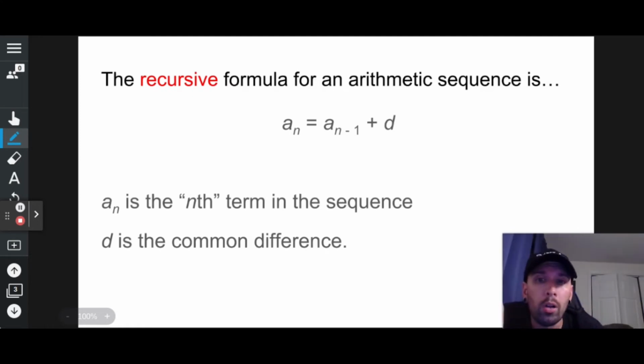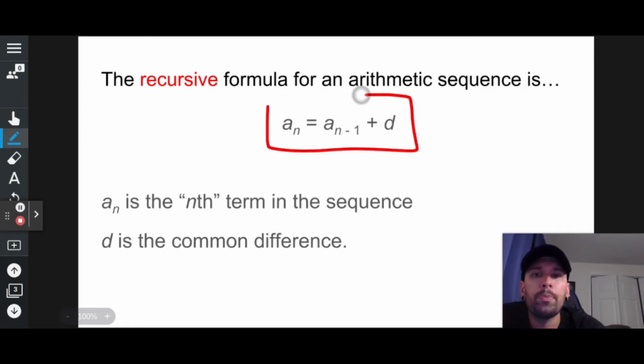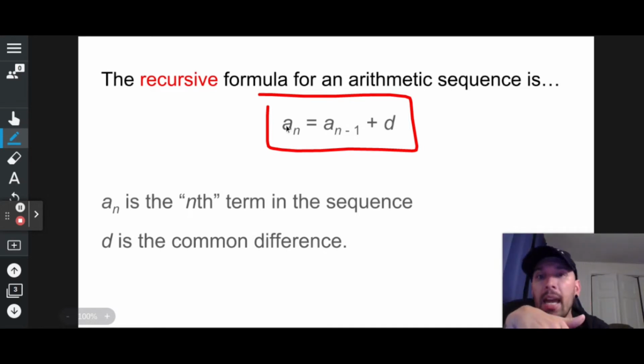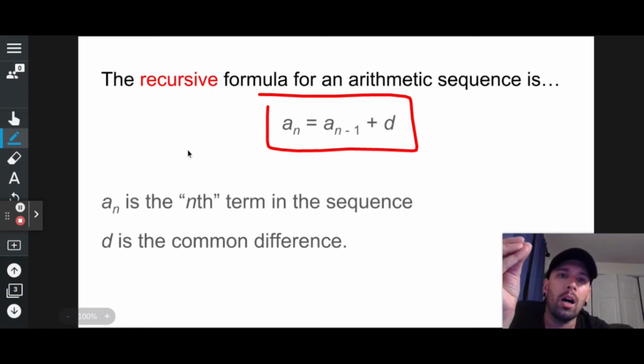If you're wondering what all of these A's and N's are, the N stands for the number term in the sequence. So if I have 15 terms in a sequence, N is 15. A sub N is the specific number that I'm talking about. So if the 15th term of a sequence is 100, then A sub 15 is 100. D is the common difference.